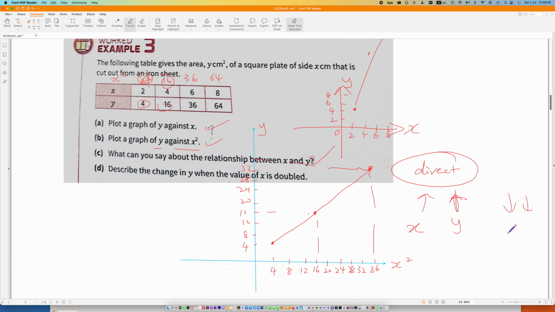If both go down, like x down, y down, is this direct or indirect? Indirect? Wrong. Both up, both down: direct. You eat less, you weigh less. Direct. What is indirect then? One up, one down. You see? X up, Y down, or X down, Y up.